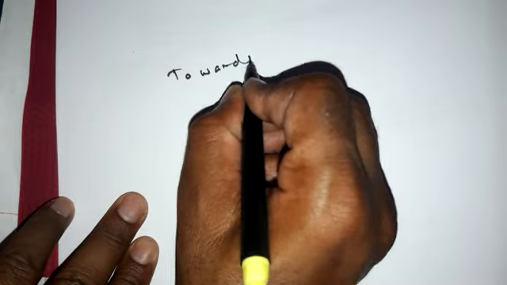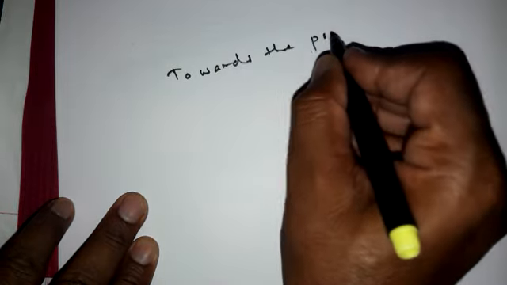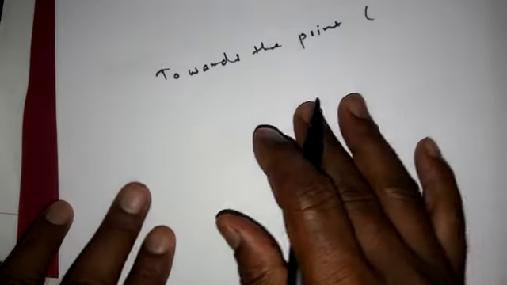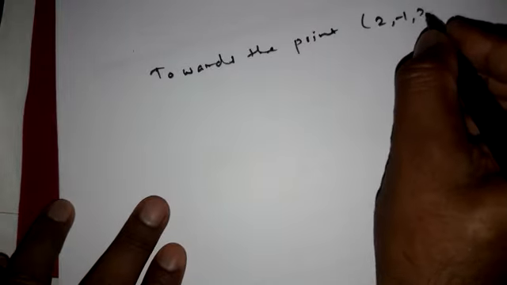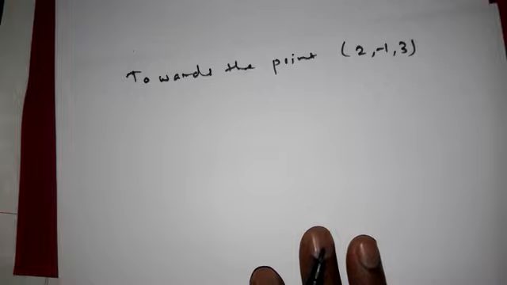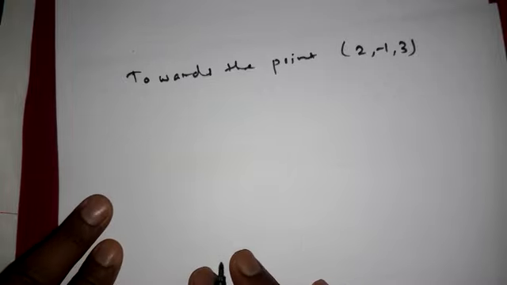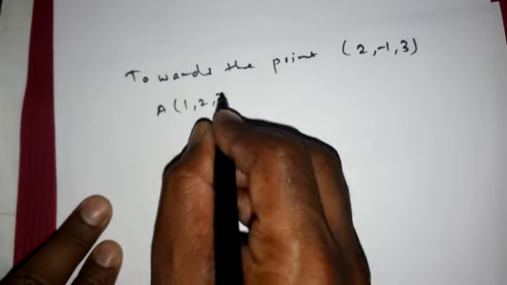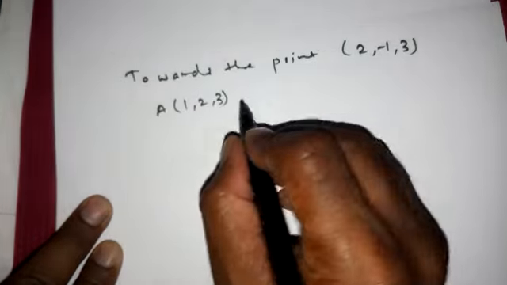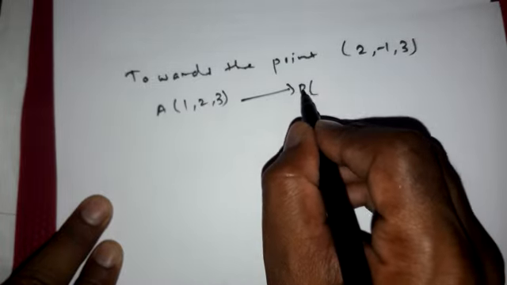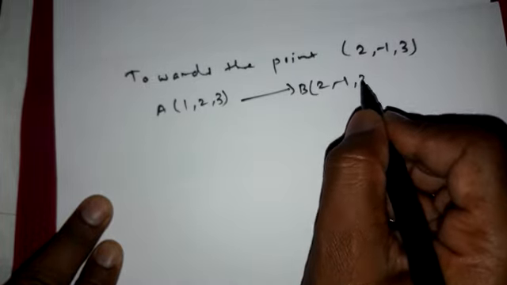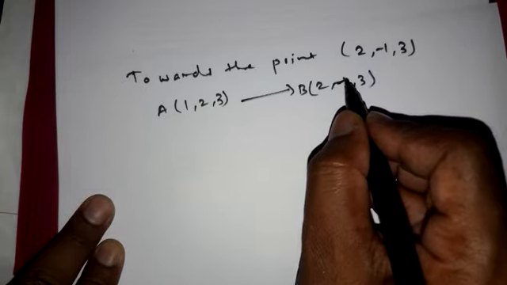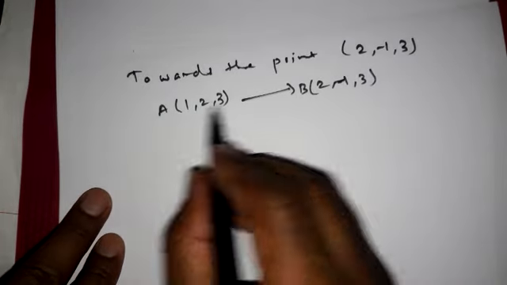So my question is towards the point 2, minus 1, 3. Right? So I must have the first point in my hand. I have my A point which I used to find del phi, it is 1, 2, 3. And towards the point means point B, 2, minus 1, 3. Now this is the vector AB.